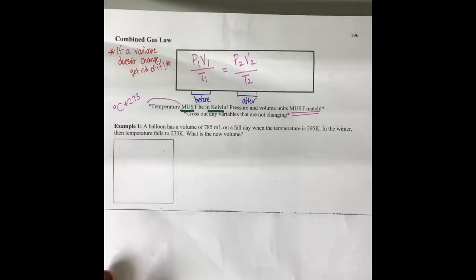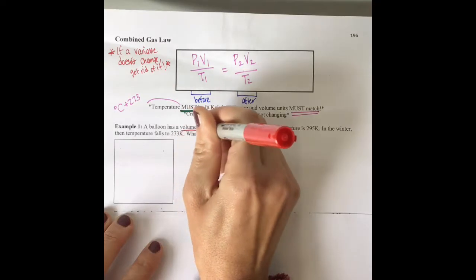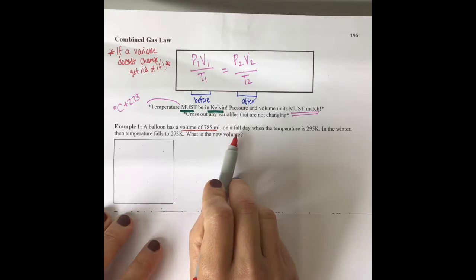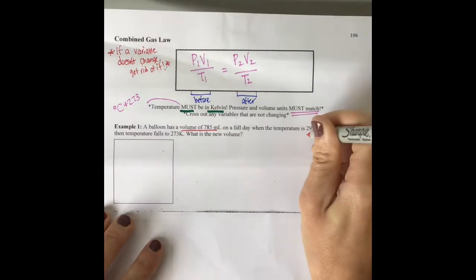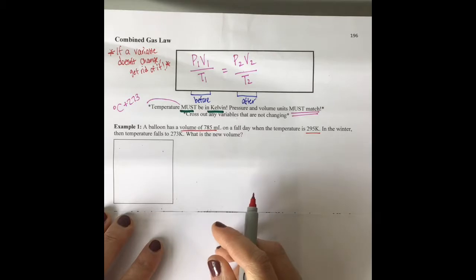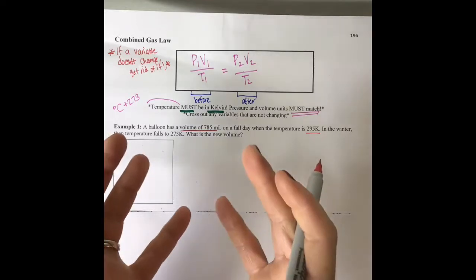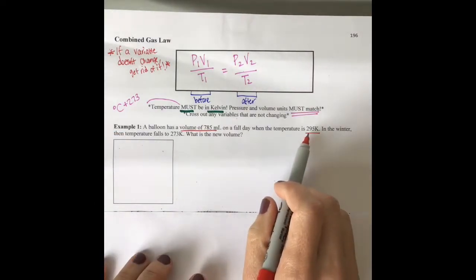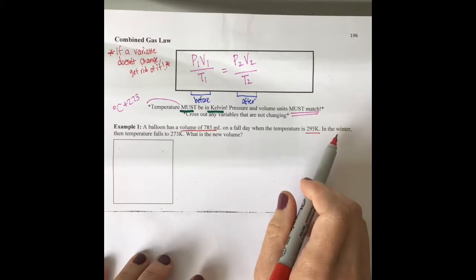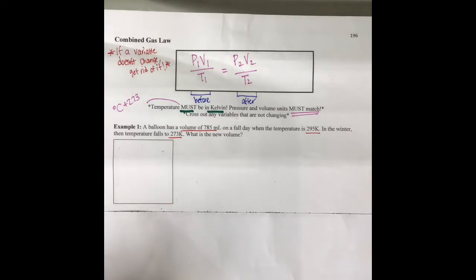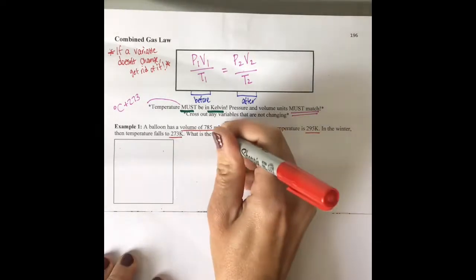So let's jump into an example. We have a balloon, okay? It has a volume of 785 milliliters on a fall day when the temperature is 295 Kelvin. So they've given us the initial set of conditions for this balloon. It's fall. This is the temperature. Now it's winter and the temperature falls to 273. What is the new volume?